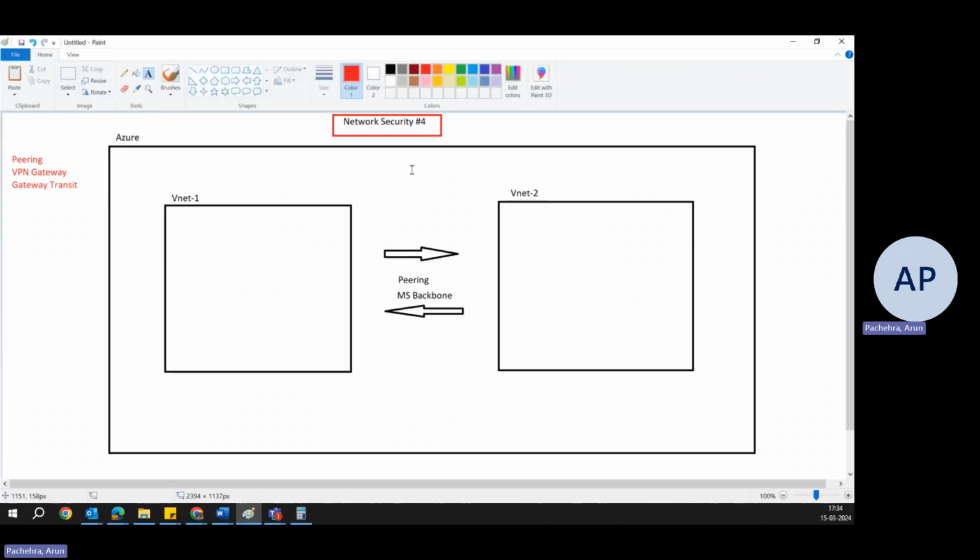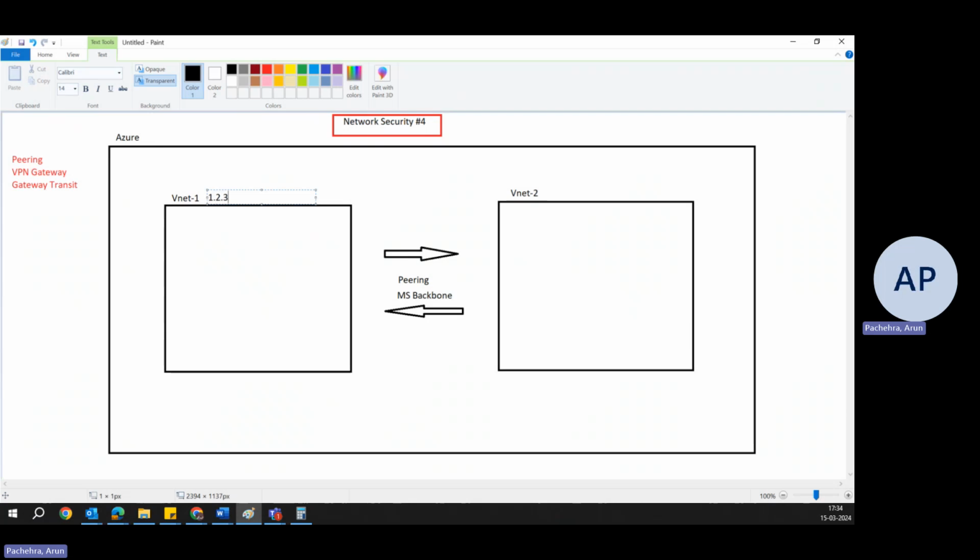Okay, so just to understand what peering is, what we have done is create this big box which represents Azure. And in Azure, we have two virtual networks, VNet 1 and VNet 2. Now, each VNet is a private isolated network. We do understand that. Now, this VNet is 1.2.3.4, let's suppose, don't just start laughing. And this one is like 2.3.4.5. The point is, the CIDR range is different in both the VNets.